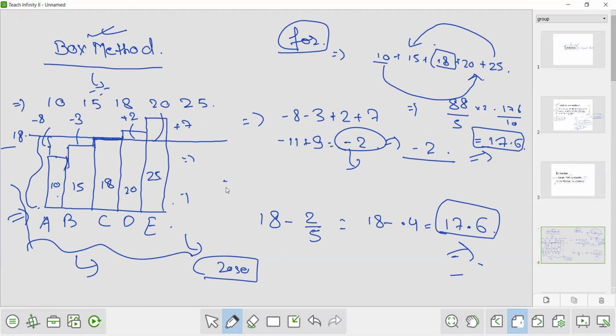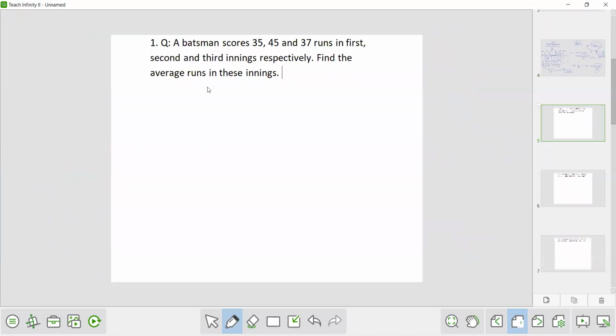Okay, so now let's proceed towards the questions and solve them. Question number 1. A batsman scores 35, 45 and 37 runs in the first, second and third innings respectively. Find the average runs in these innings. So we have to find the average. Box method: this is 35, this is 37 and this is 45. You don't need to make this box all the time. You can just say 35, 45 and 37.